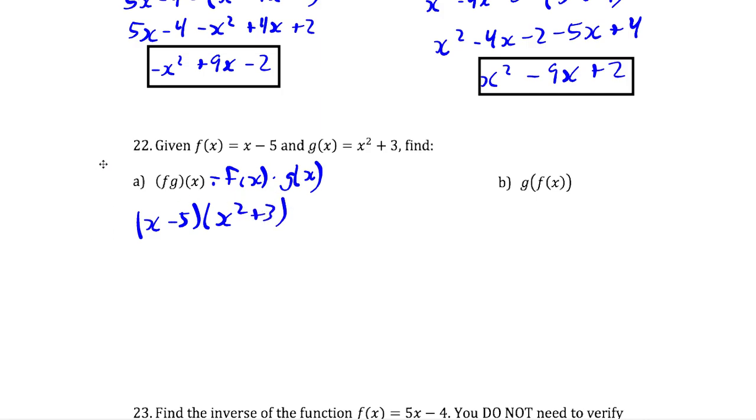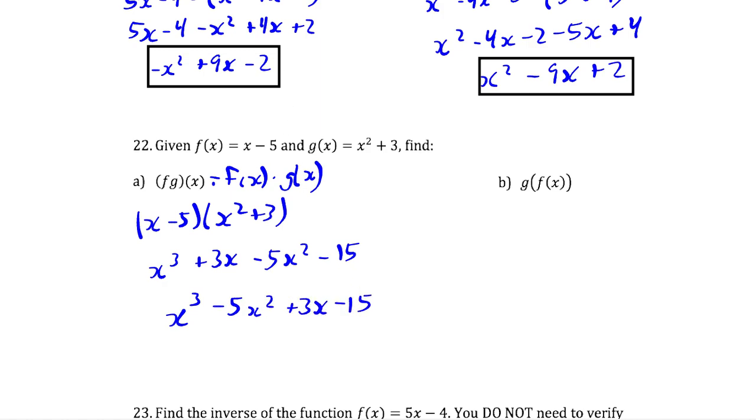So we're just going to FOIL this out, multiply this out. So we get x to the third plus 3x minus 5x squared minus 15. So we can write that in standard form, with our exponents in descending order. So x to the third minus 5x squared plus 3x minus 15.